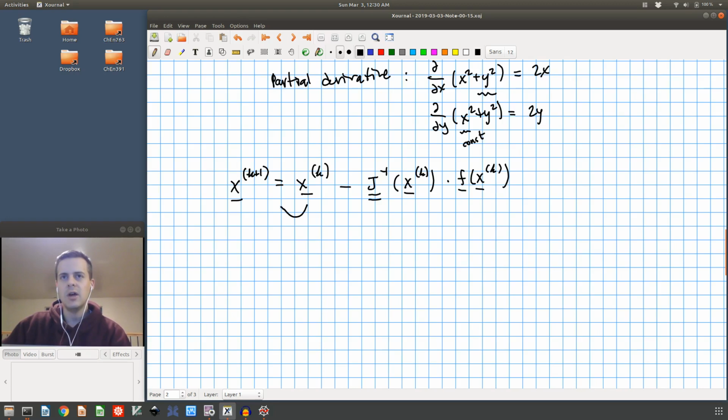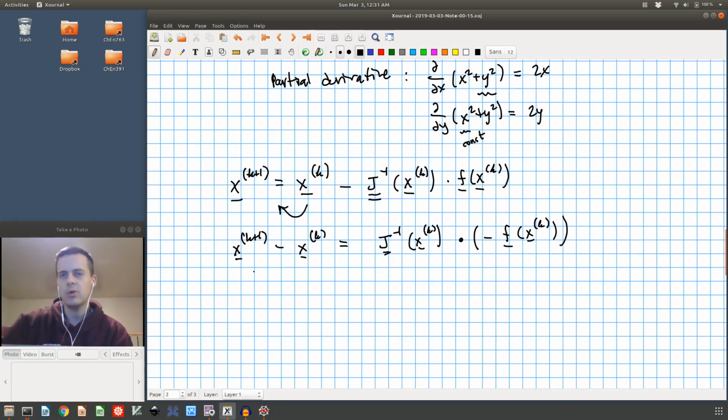So I'm going to move this guy over here, and I'm going to just pull the negative sign inside of this dot. So I'm going to get x of k plus 1 minus x of k equals J inverse x of k dotted with a minus f of x k. I know this is a little bit of algebra. We're almost done. We have just 2 more lines and then we go to our example.